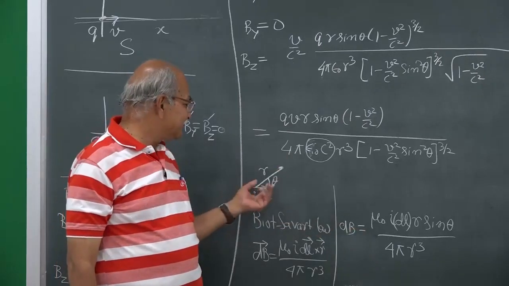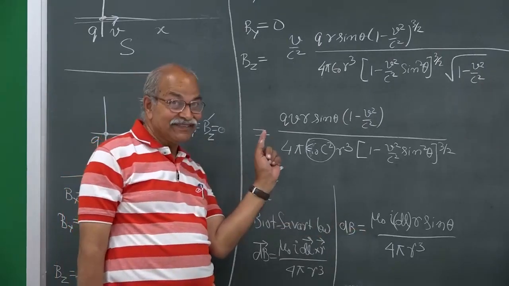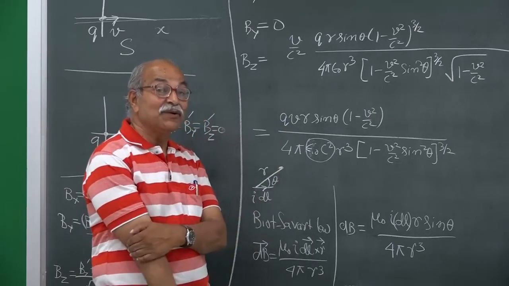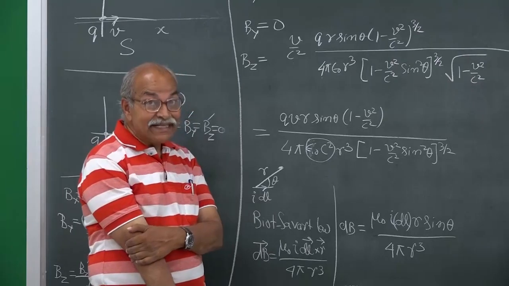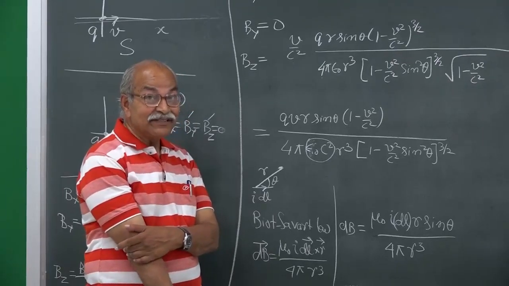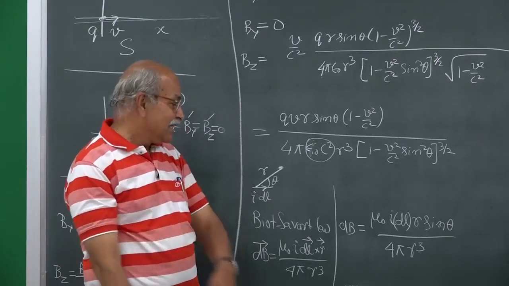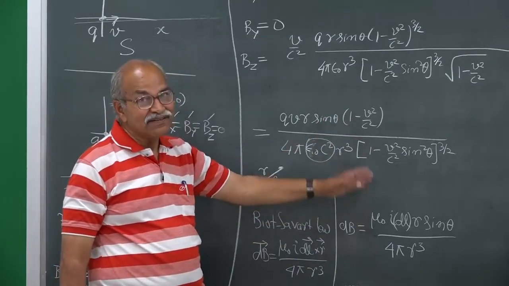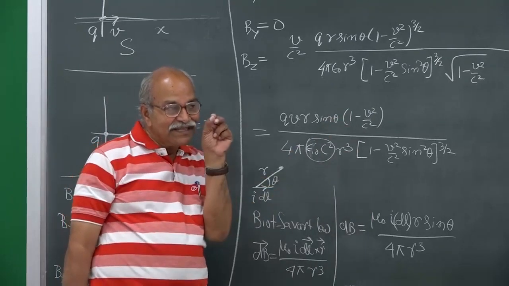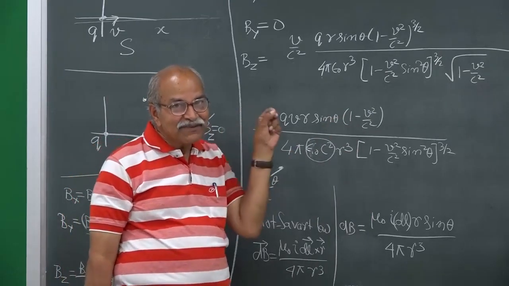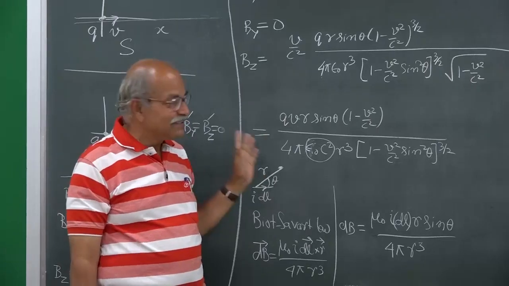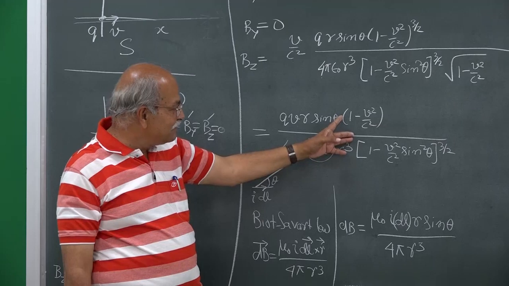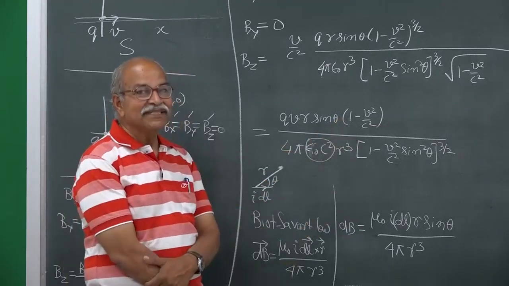But this single charge moving in one direction, can you call it a current element, and can you use Biot-Savart law? If I compare this with this, the expressions are very, very different. So, for a single charge moving, Biot-Savart law as such cannot be applied. This is the real magnitude of magnetic field.